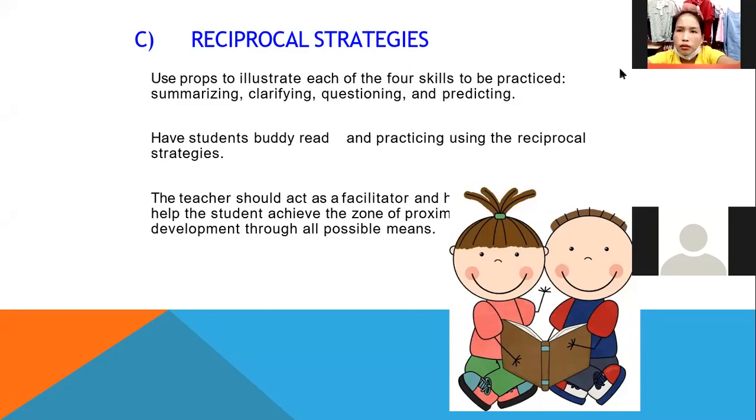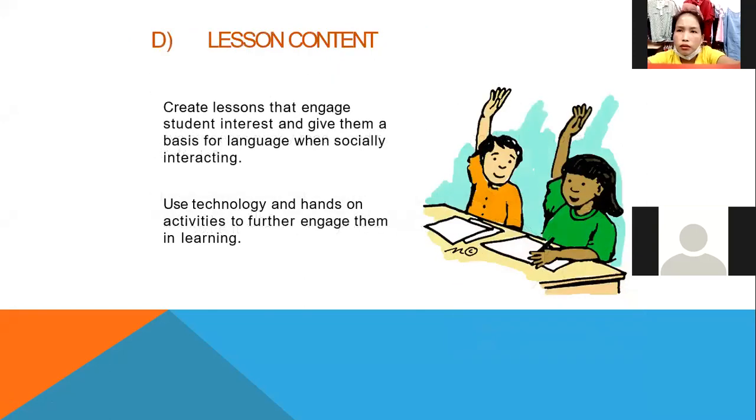The teacher should act as a facilitator. Help the student achieve the zone of proximal development through all possible means. Then, create lessons that engage student interest and give them a basis for language when socially interacting. Then use technology and hands-on activities to further engage them in learning. So, engagement is still very important. Motivation.